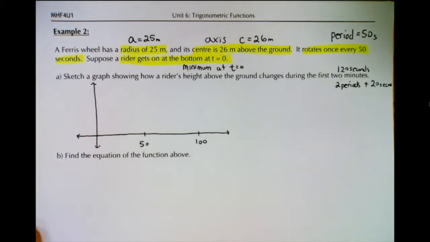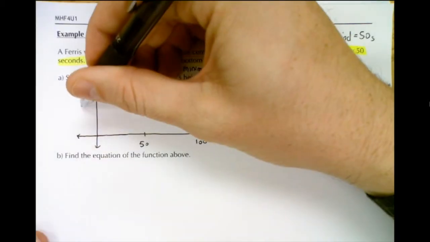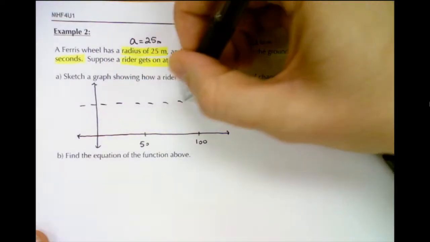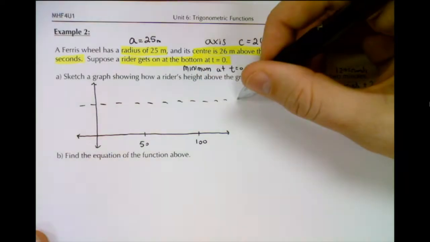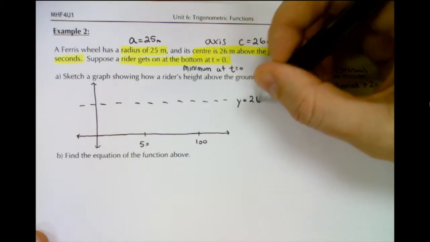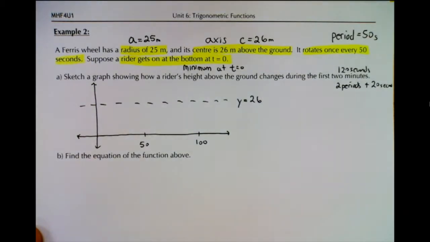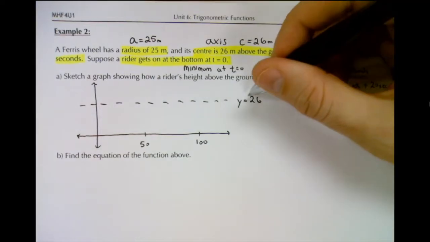What do we know? Well, we know the axis is 126, so that's going to split through the middle of the graph. Not 126, 26. And using y's, maybe not using y's. What could we use instead? Well, this question's about heights, so we should probably use height. So let's go with the height equals 26.